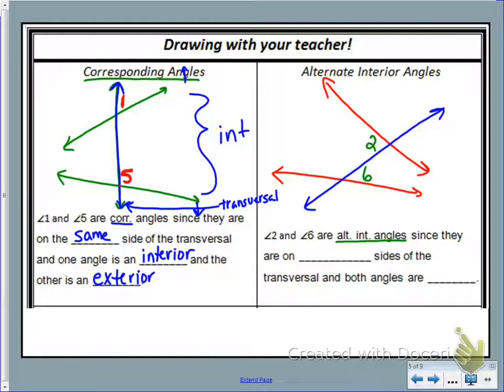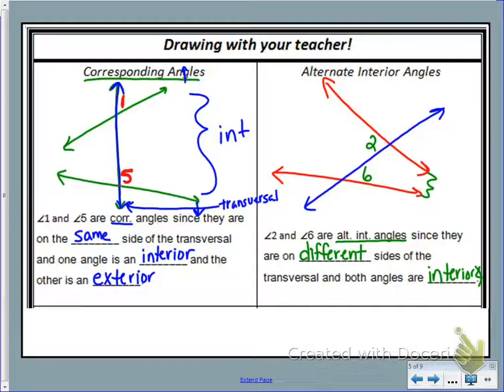Alternate means alternating sides. So now in this case, the transversal in blue, we're on opposite sides. Whereas if you go back and look at corresponding angles, those two angles were on the same side of the transversal. So now we have one above the transversal and one below. But by the name interior, we know that they're both going to be in between. So they're both in between these two lines. So these are alternate interior angles because they are on different sides of the transversal, and both angles are interior angles.